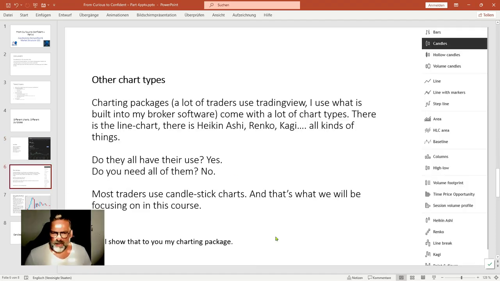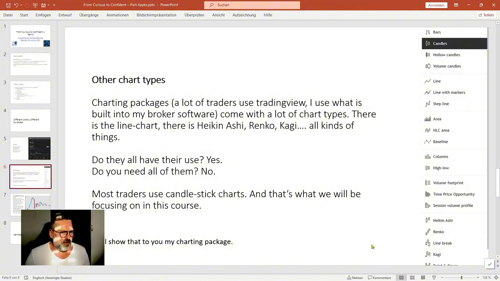There are more chart types. If you open any kind of what we call a charting package, right? Tradingview.com, you can sign up for free. They have premium subscriptions. I'm not advocating that. I'm not an affiliate. Just take a look. There you can look at different types of charts.